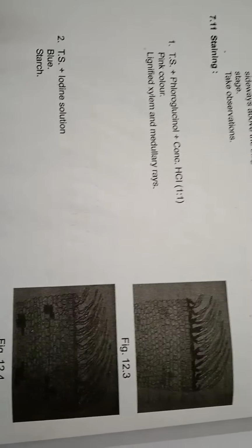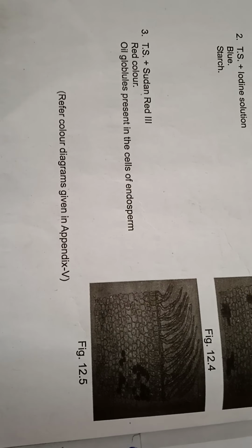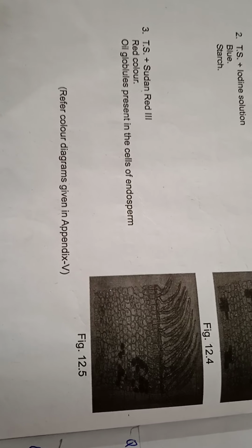Okay, secondly you have to take the TS plus iodine solution which gives blue color to the starch which is present in the endospermic region, and third one is the TS plus Sudan red 3 which gives red color, and oil globules will get the red color which are present in the cells of the endospermic region.